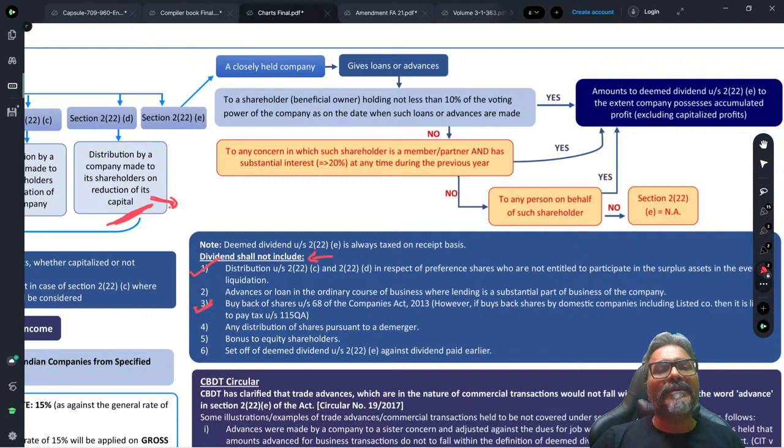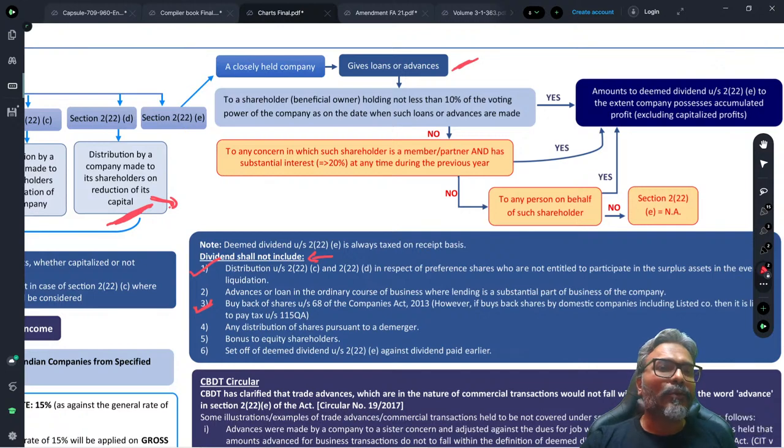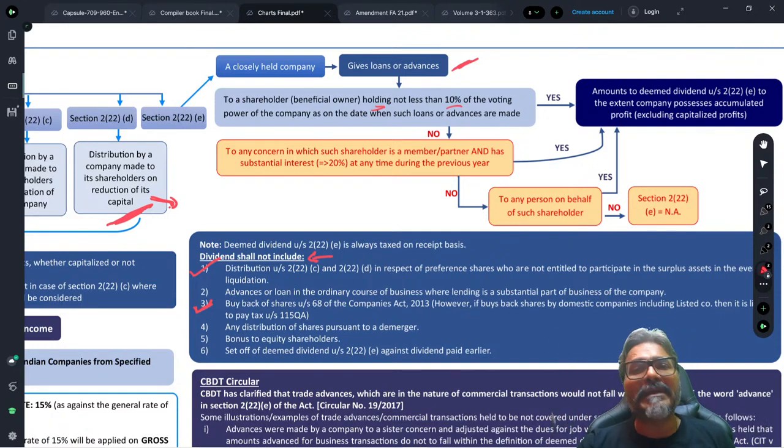So what is that? Here a closely held company is giving loans and advances to a shareholder. This is directly a loan and advance given by the company to its shareholder, who holds not less than 10% of the voting power of the company as on the date when such loans and advances are made. So the minimum threshold or criteria is 10% of the voting power of the company as on the date when such loans or advances are given.